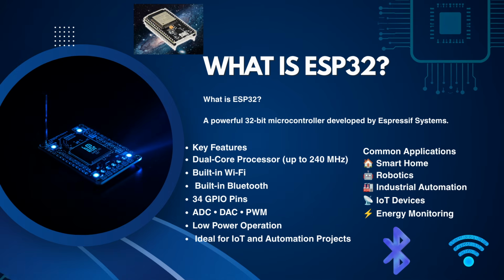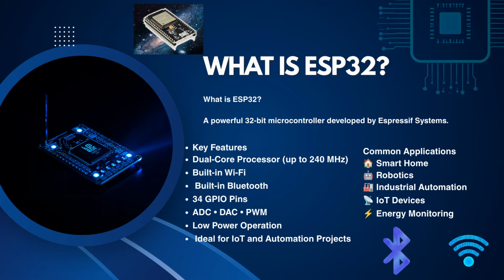Now, let's answer one of the most important questions in this course. What is the ESP32? The ESP32 is a powerful 32-bit microcontroller developed by Espressif Systems. It is one of the most popular development platforms for embedded systems and Internet of Things, or IoT applications, because it combines high-performance, wireless connectivity, and a wide range of built-in peripherals in a single, affordable chip. One of its key features is its dual-core processor, which can run at speeds of up to 240 MHz, allowing it to handle multiple tasks efficiently.